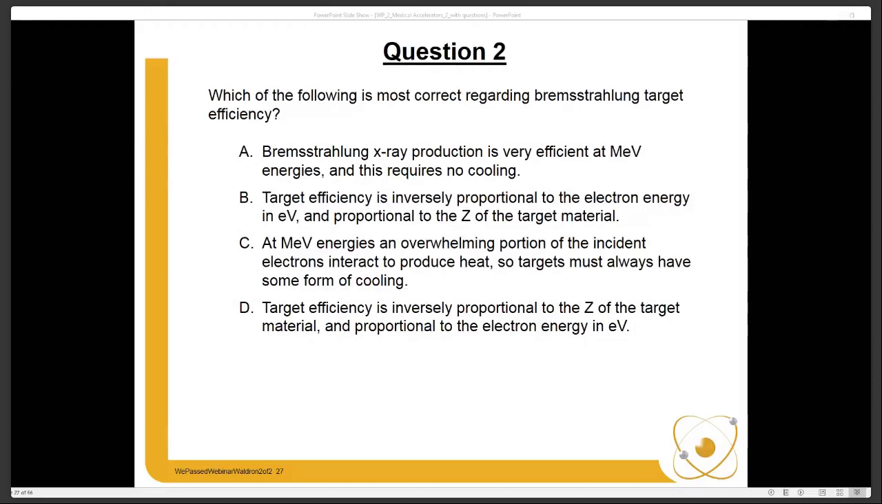All right, Tim, it looks like most people have had a chance to join the poll, and overwhelmingly C seems to be the answer.